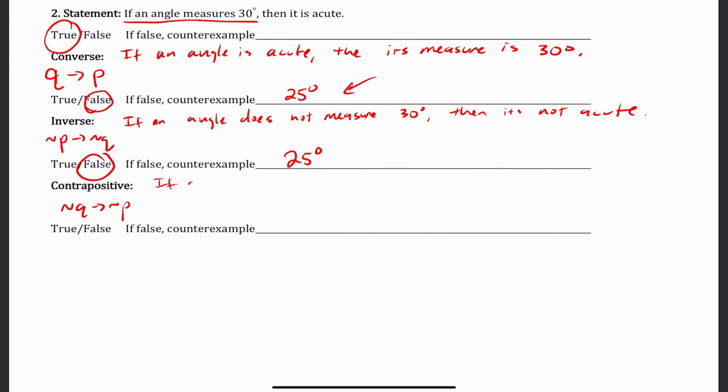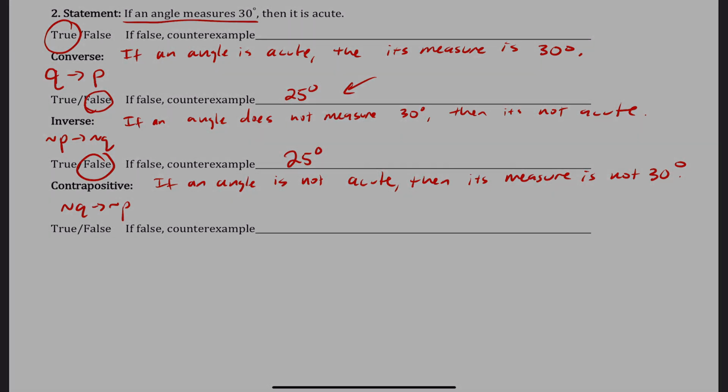And lastly, the contrapositive would be not Q, then not P. So if an angle is not acute, then its measure is not 30 degrees. So if an angle is not acute, does it obviously mean it's not 30? Yes, that is true.